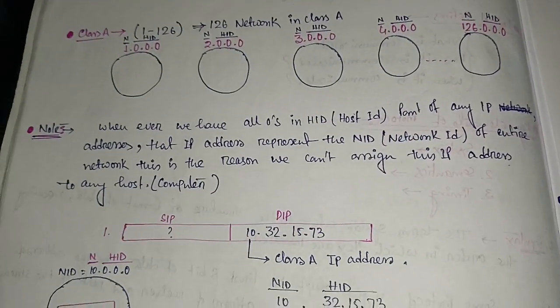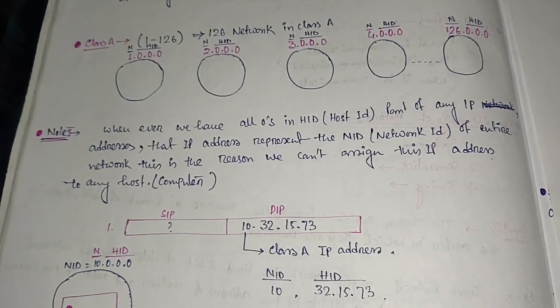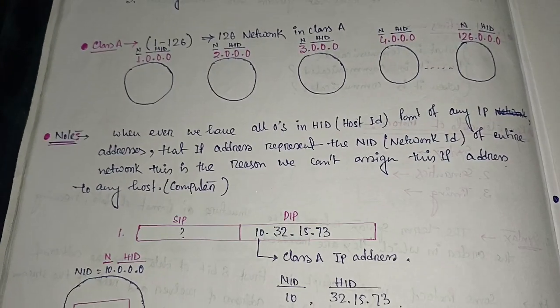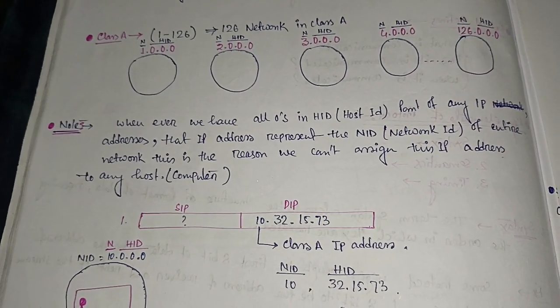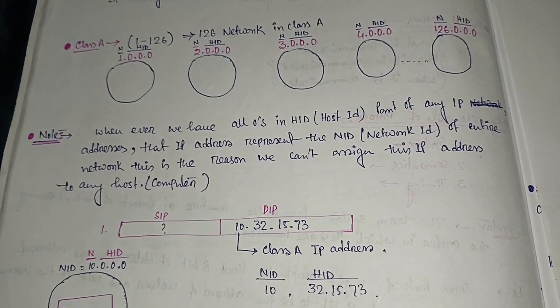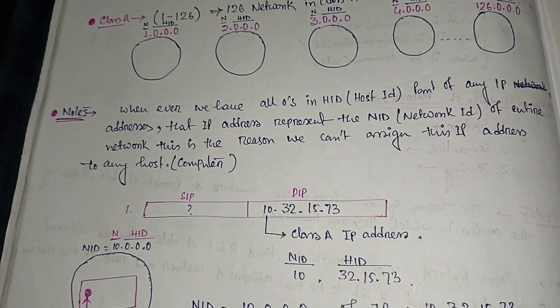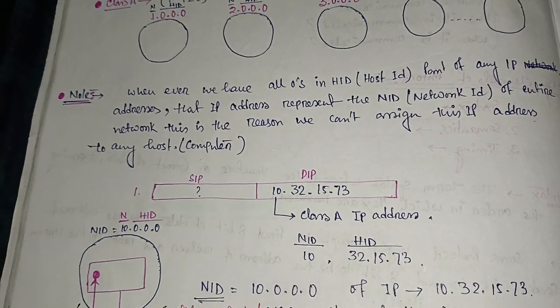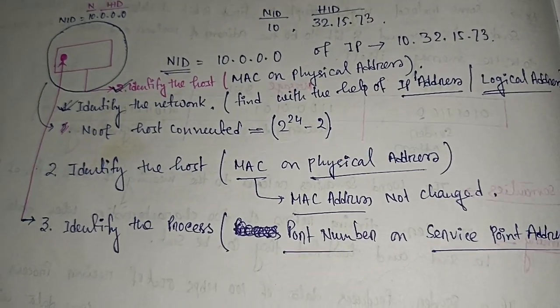So we have to fix the host process also. If we consider the class A network, the class A network range is 1 to 126, because we know that if all bits are zero in the host ID part of an IP address, it represents the network ID of the entire network. So if all zero, we are assigning it to the network ID, not to any of the computers. So first we have to identify the network.